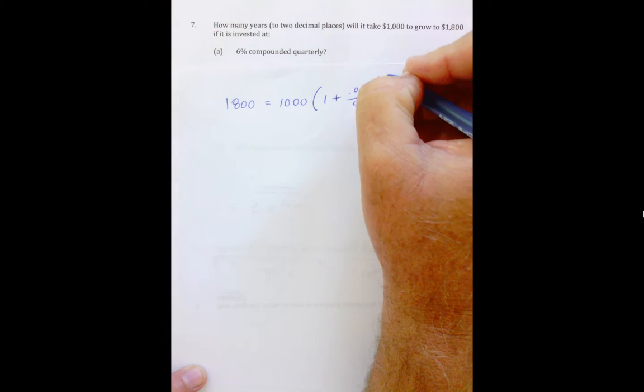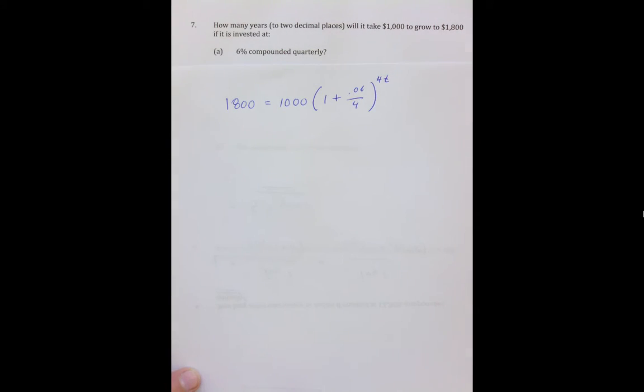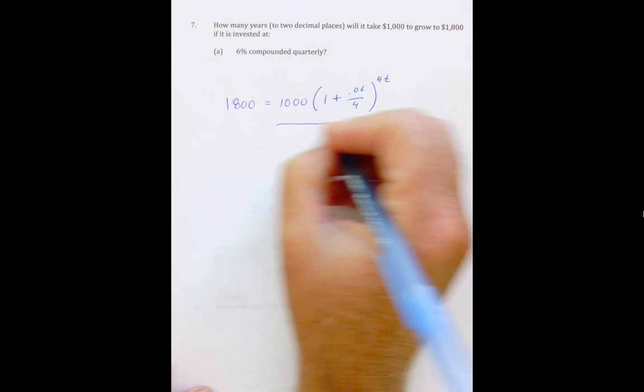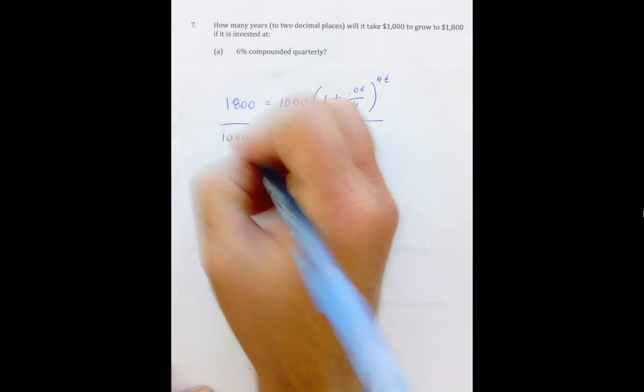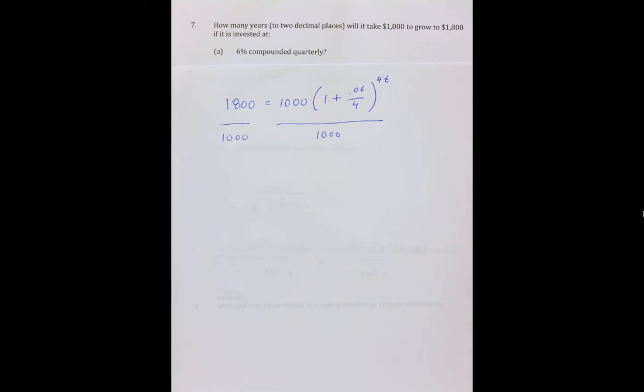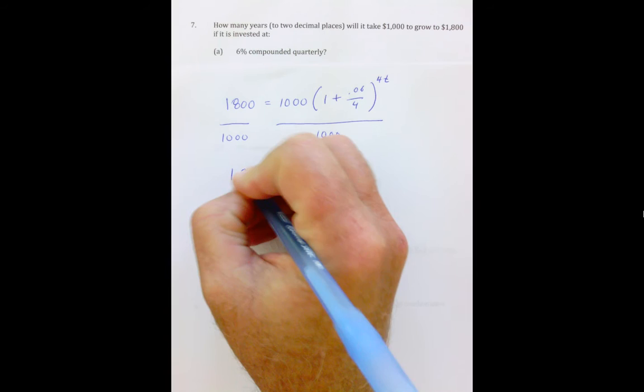So 4 times t. Now, gang, we need to clean this up a little bit. So I'm going to do two things. First thing I'm going to do is divide both sides by 1,000. So 1,800 divided by 1,000, I just see that that's 1.8. I think probably a lot of you could too.